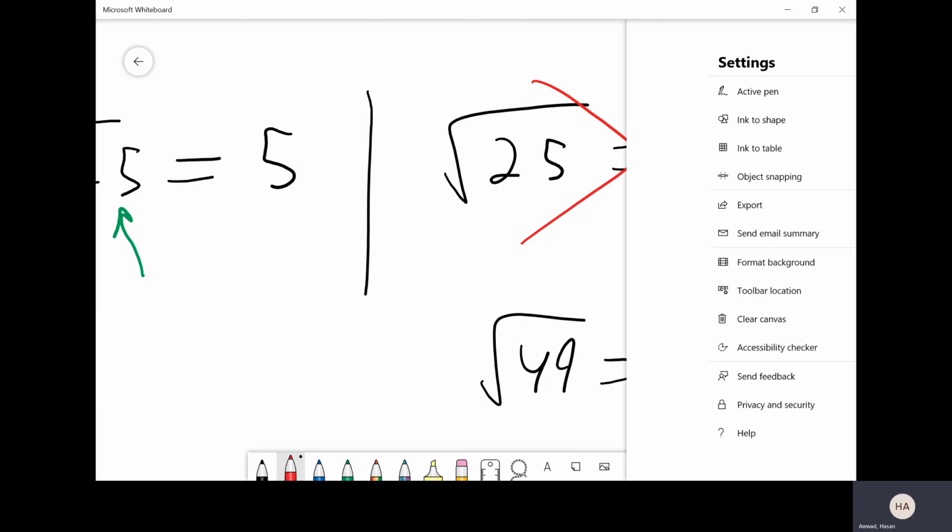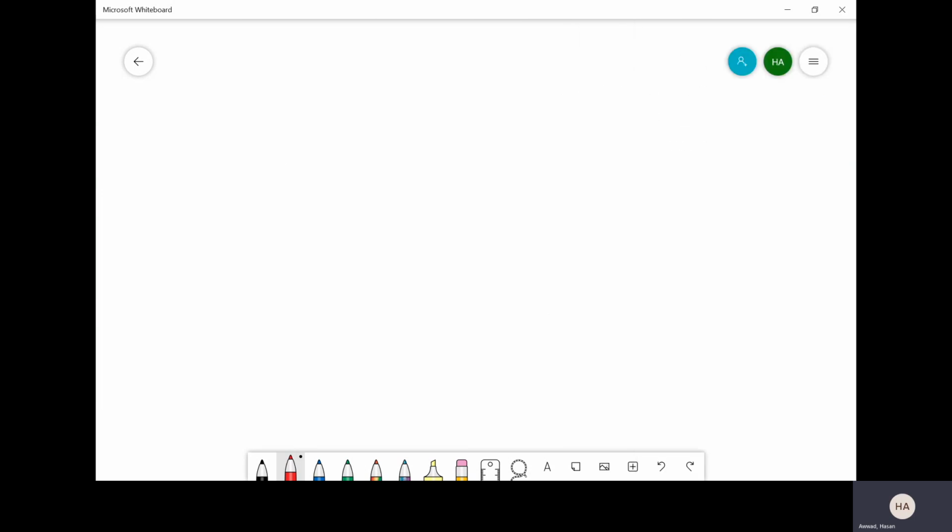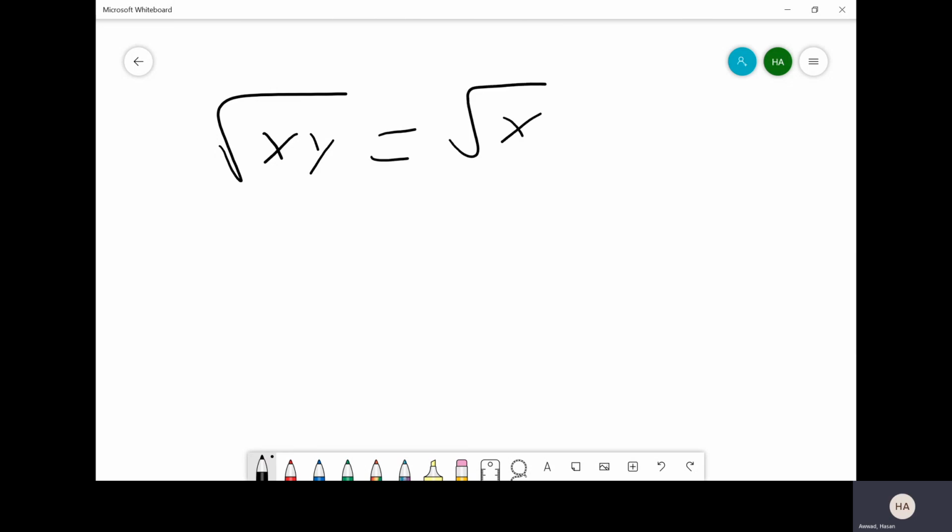Okay, so there are some properties that go along with square roots. Two of them are going to be pretty intuitive, and then one of them might take a little bit of explanation, but we'll talk about it more. So here are the first two. The first one is if you have the square root of any two numbers that are being multiplied underneath that square root, you can split them up into their own individual roots. That means if you have the square root of x times y, you can split it up into the square root of x times the square root of y.